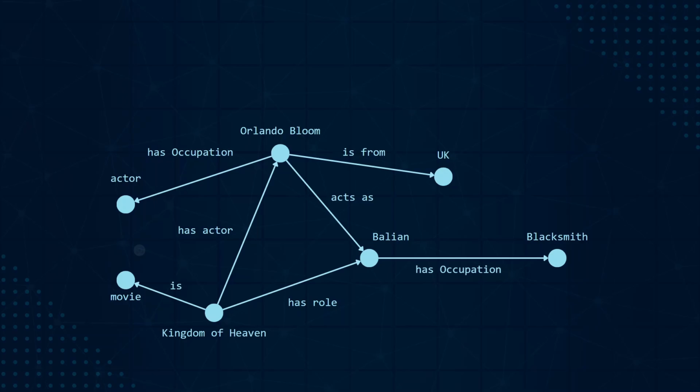Some properties are very similar, especially the ones that classify something. Theoretically, you could exchange the properties such as occupation or is with a simple letter, the letter A. In RDF, this kind of relation has a specific property called RDF type.